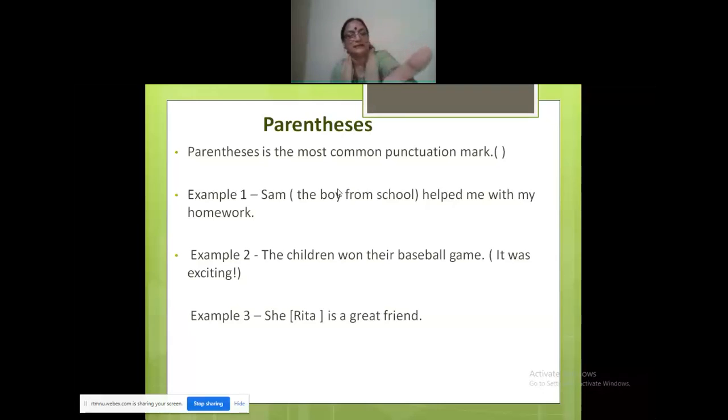So there are three conditions. The first is talking about the boy from school, then the information after the sentence, and the information within the sentence, just in a word. So Rita is just a single word, or it may be a phrase. The boy from school is a phrase, or it may be a sentence. It was exciting is a sentence, a clause. So word, phrase, and sentence, all three can be put within brackets.